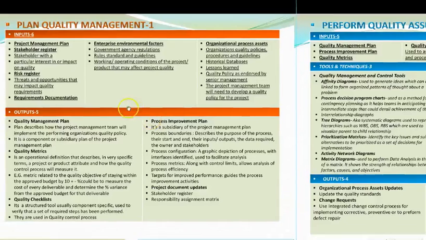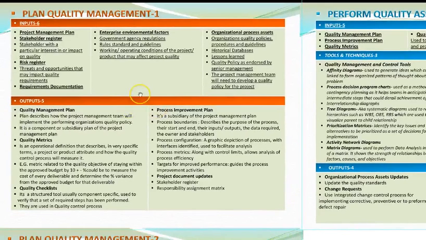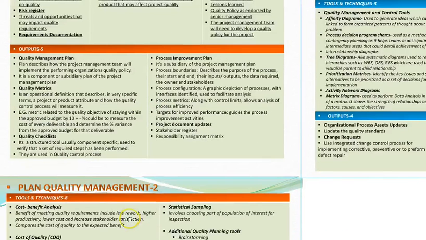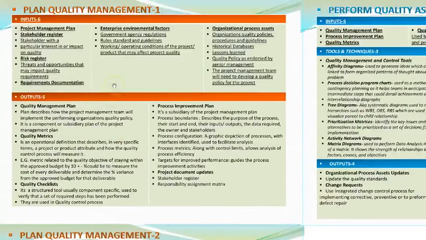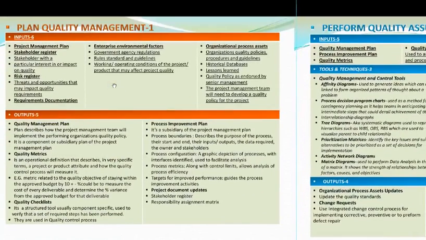Let's see what we have in the first one, which is plan quality management. There is 6 inputs, 8 tools and techniques to plan quality, and 5 outputs. The 6 inputs being project management plan, stakeholder register, with respect to stakeholders who have a particular interest or impact on the quality.